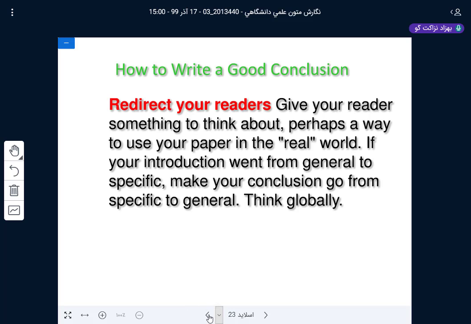Let's move to the next part. Read this part. Redirect your readers. Give your readers something to think about, perhaps a way to use your paper in the real world. If your introduction went from general to specific, make your conclusion go from specific to general. Think globally. Okay.